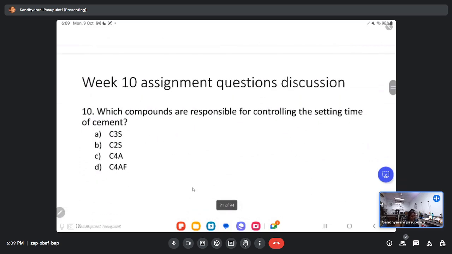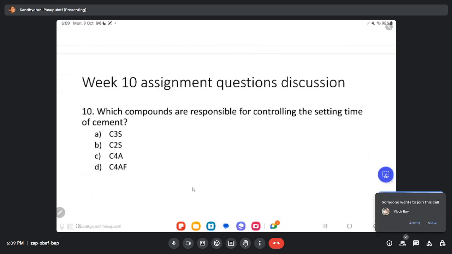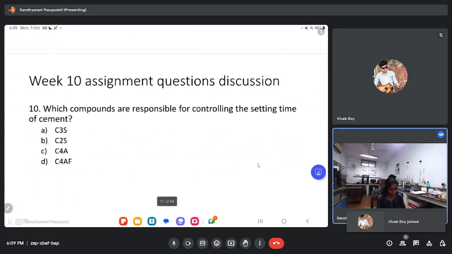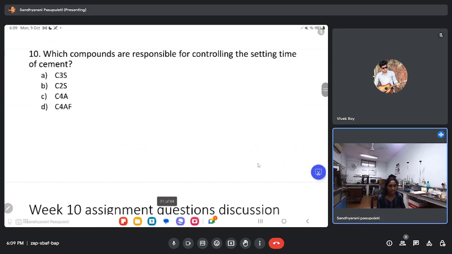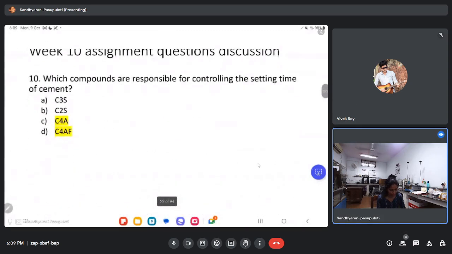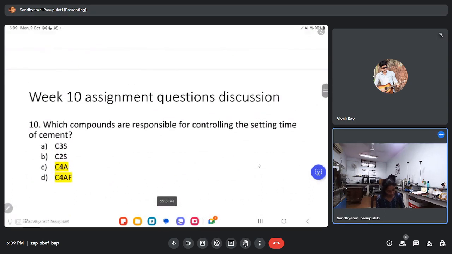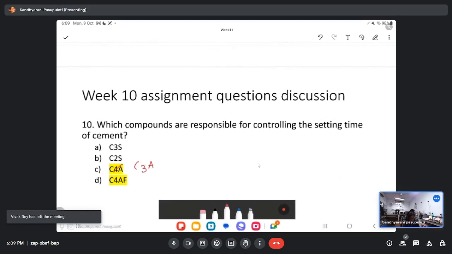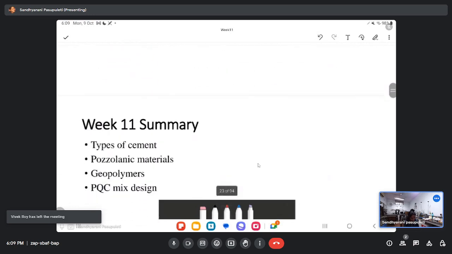Which compounds are responsible for controlling the setting time of the cement? As we have already discussed, these aluminates are one of the major compounds which would set very quickly if we do not add any kind of gypsum. Thereby, tricalcium aluminate and C4AF, C3A and C4AF, these two must be responsible for the setting time.